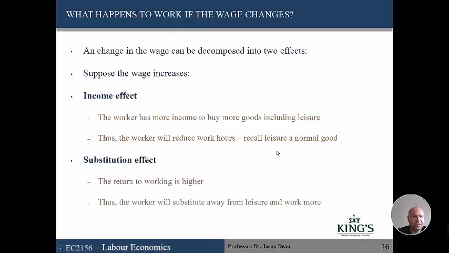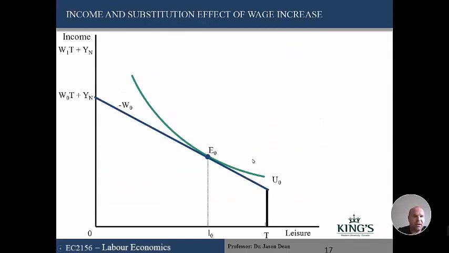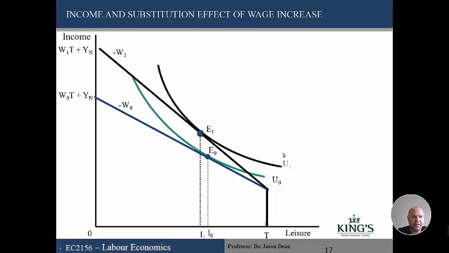But we also have a substitution effect. The wage is now higher, so that means you can make more money. The return to working is higher. So we would assume that the worker would substitute away from leisure and work more. So there's two effects going on here. So the net result then depends on which effect dominates the other.